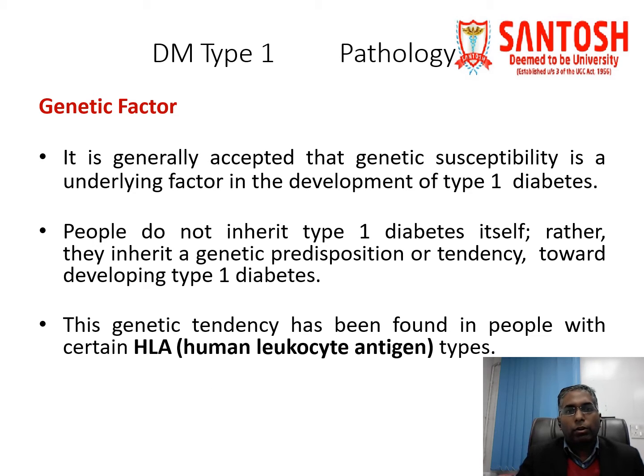Coming to the pathology of type 1 diabetes, there are effects of genetic as well as environmental factors. In genetic factors, it is generally accepted that genetic susceptibility is an underlying factor in the development of type 1 diabetes. People do not inherit type 1 diabetes itself; rather, they inherit the genetic predisposition or tendency toward developing type 1 diabetes. This genetic tendency has been found in patients with certain HLA, that is human leukocyte antigen, types.